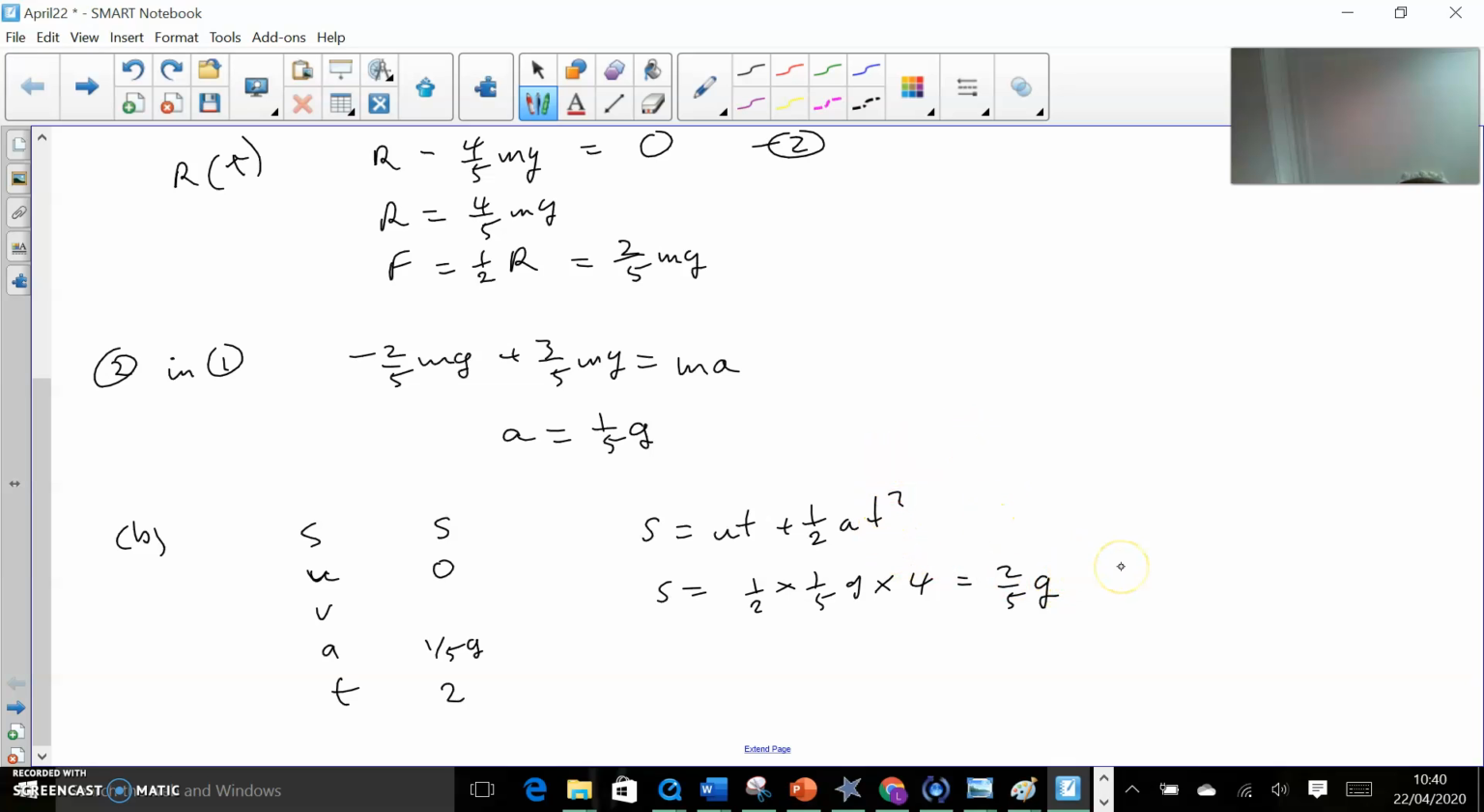And 2/5 g is about 3.92, or approximately 3.9 meters. And so the particle moves 3.9 meters in 2 seconds.